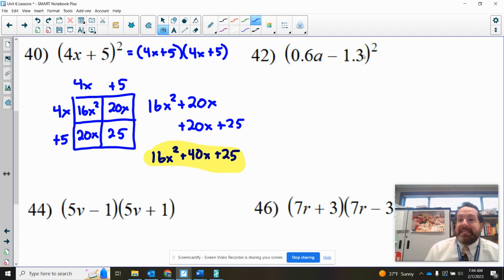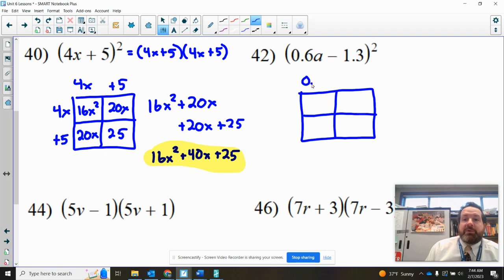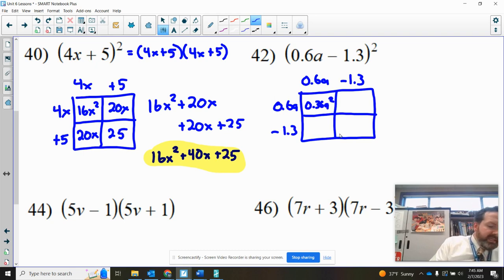Next up, same idea. This just means to have this same binomial show up twice. So 0.6a minus 1.3, 0.6a minus 1.3. So this will be 0.36a to the power of 2. Negative 1.3 times 0.6 is negative 0.78 with an a on the end. This down here will be the same thing again with an a on the end. And then negative 1.3 times negative 1.3 is going to be positive 1.69.